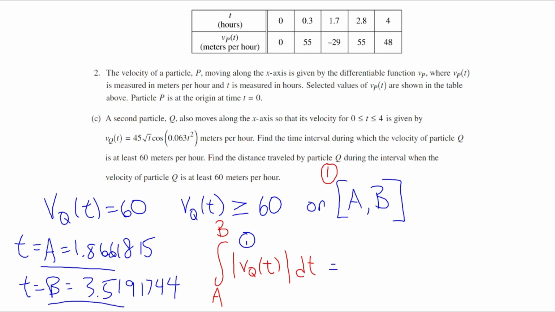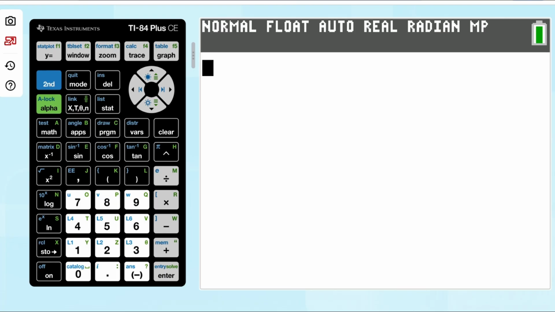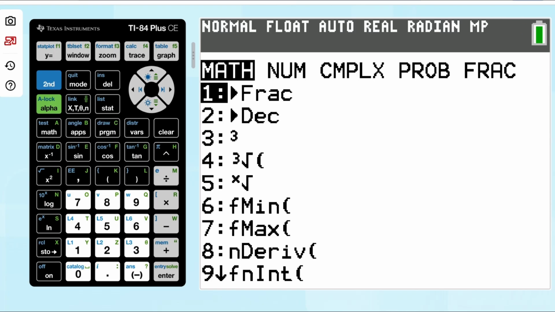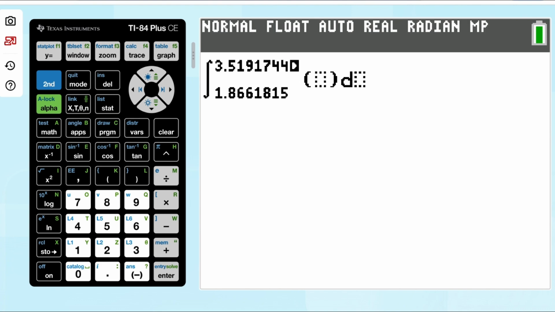So we will go back to our graphing calculator. We're going to quit out of that, second quit. We're going to hit math, and we're going to go down to option number 9, FNINT, which gives us an integral. And our lower limit was 1.8661815, and our upper limit was 3.5191744. And our function, conveniently, we already had it graphed as y1 in our y equals menu, or actually we didn't.